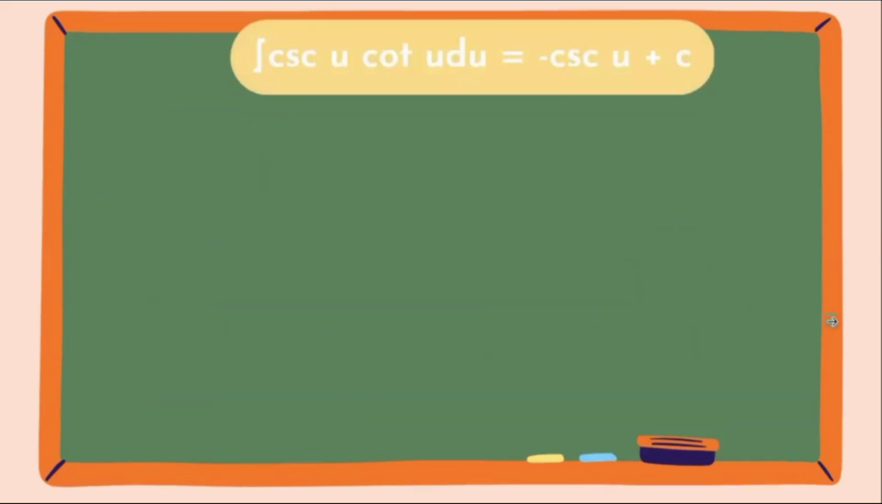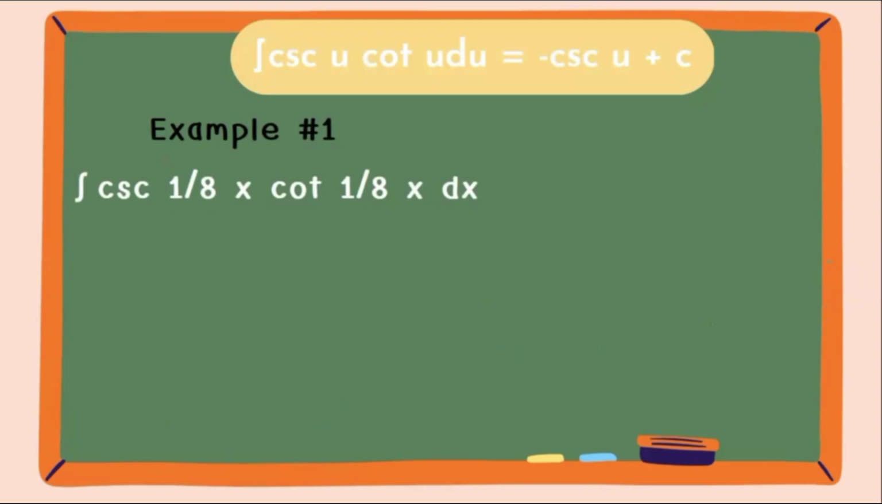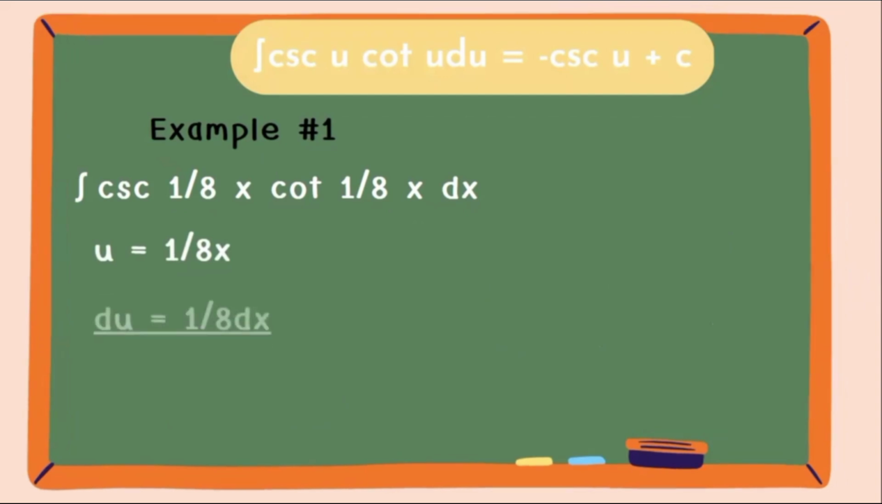In this example, we will be using the integrals of cosecant u cotangent u du is equal to negative cosecant u plus c. Example number 1. Integrals of cosecant 1 over 8x cotangent 1 over 8x dx. First, we need to identify what is the value of u, which is u is equal to 1 over 8x. Then, identify the value of du, which is 1 over 8 dx.